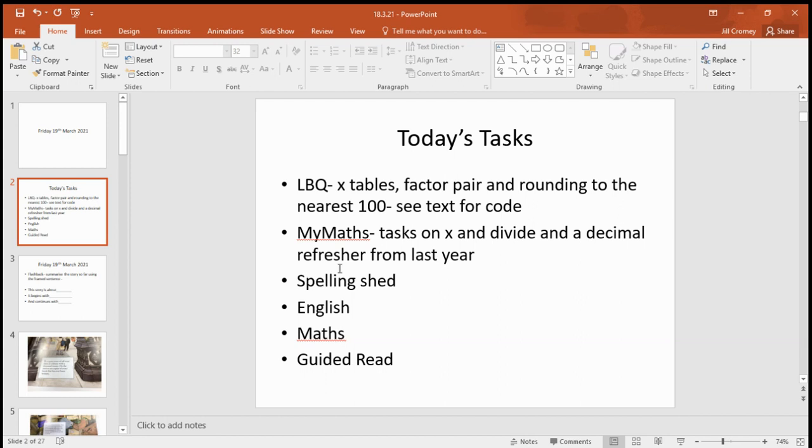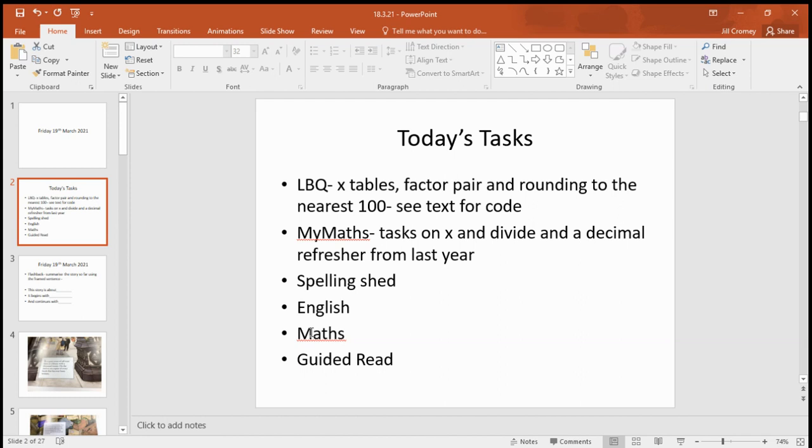Spelling Shed's all set up as it is usually in class. You've got this week's and next week's spelling set up on there, so you can be practicing both lists. And we will do a spelling test on the Friday when we all come back. The English lesson we'll move on to in a moment.